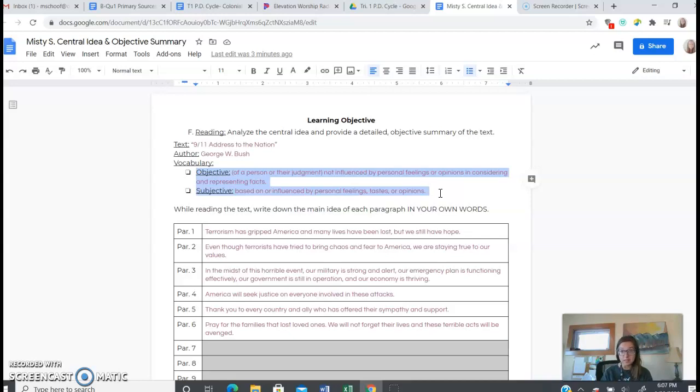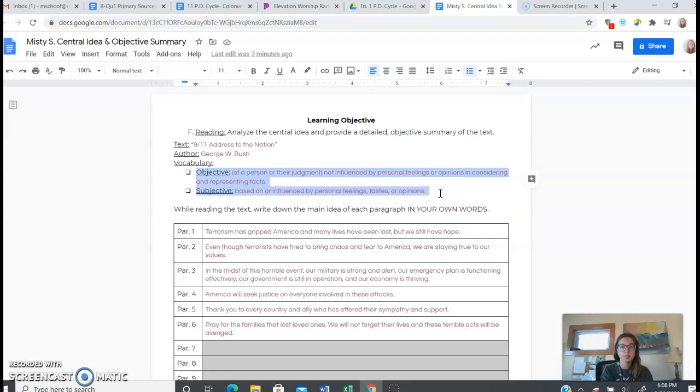Subjective is the opposite of that. So it's based on or influenced by your feelings, tastes, opinions. Subjective pieces of writing or speech are very opinionated. The feelings and emotions of the author are very evident in a subjective piece of writing.